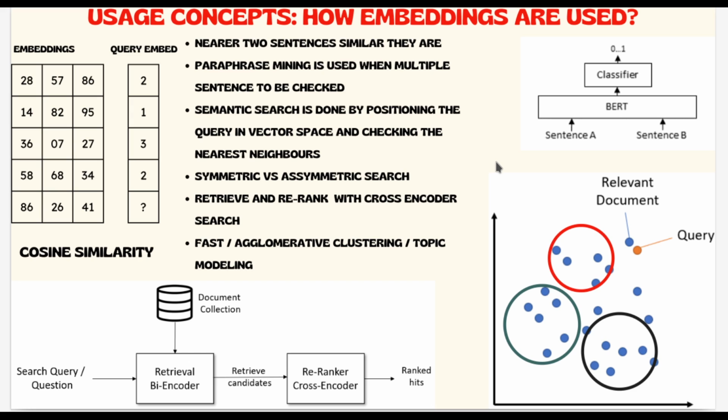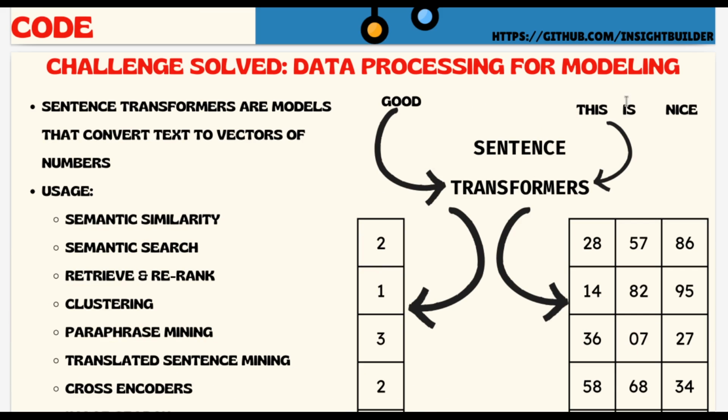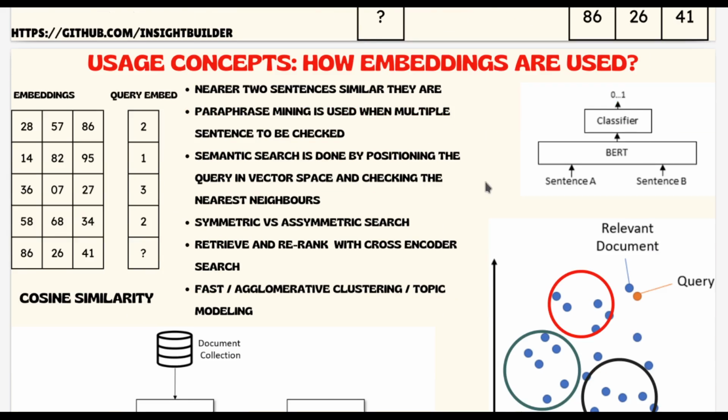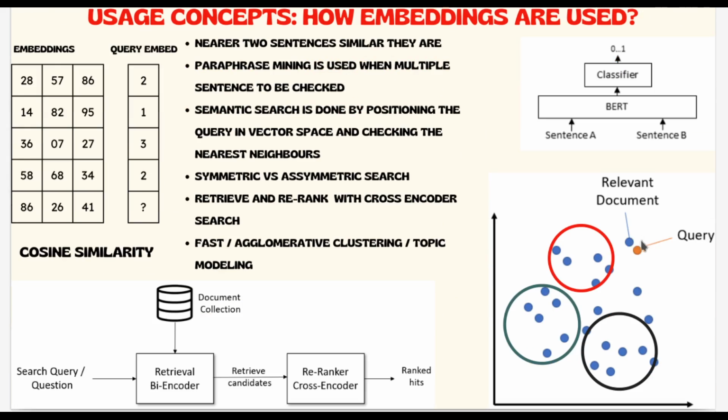So the concept of the relevant document should be clear now, at least to a certain extent. You must have understood what a query is. When someone says the query is placed in the vector space, what they mean is this: take an example query, "this is nice." It is a sentence that you give to the model, and it will go and sit at this particular point. After that, the algorithm inside the sentence transformers library will check what other documents are around it, and then it will return those documents. That is called similarity searching.